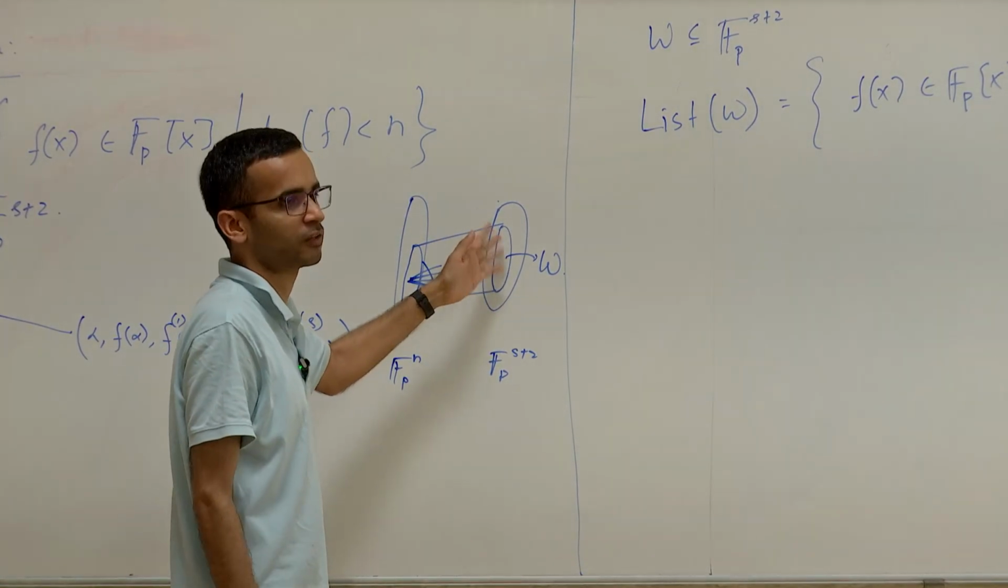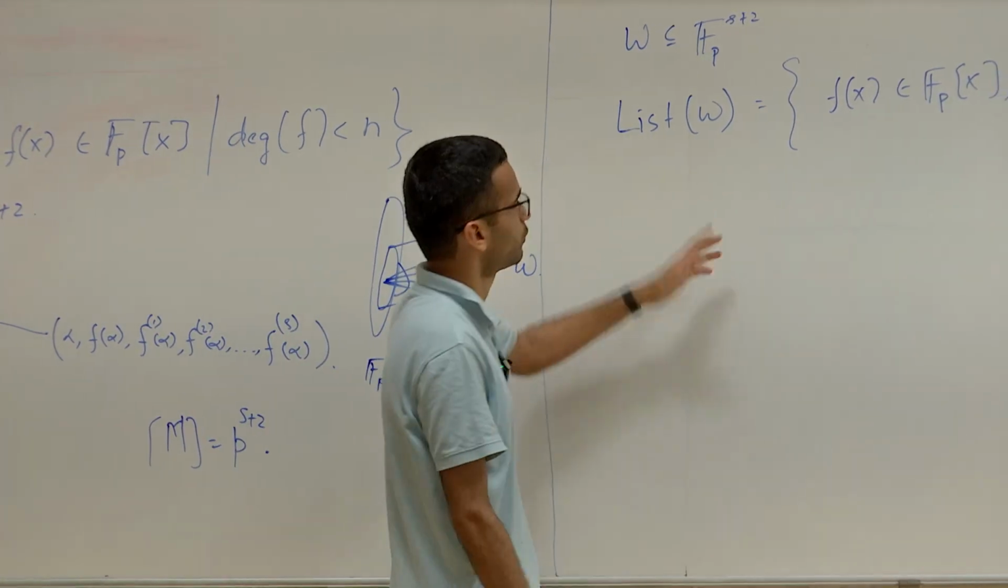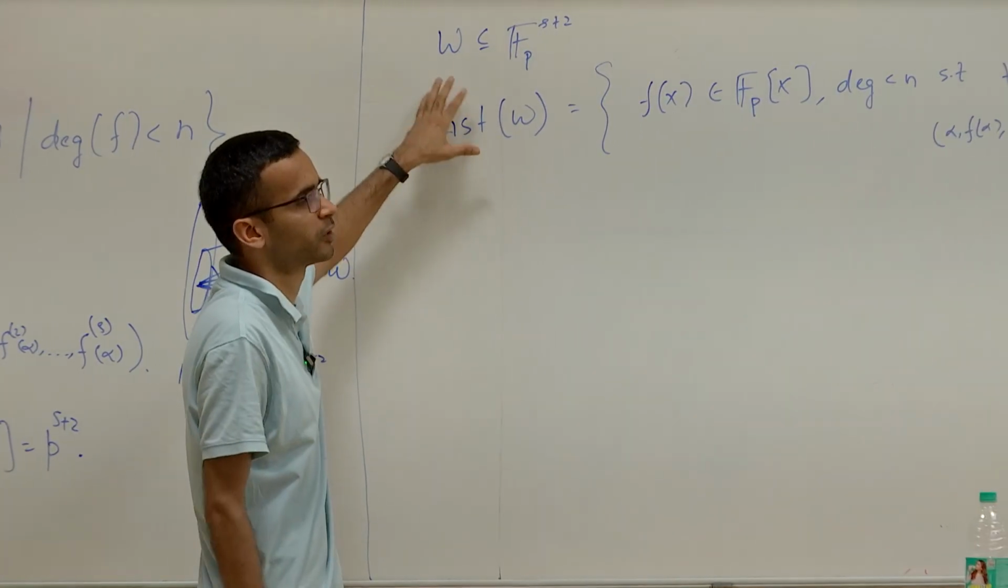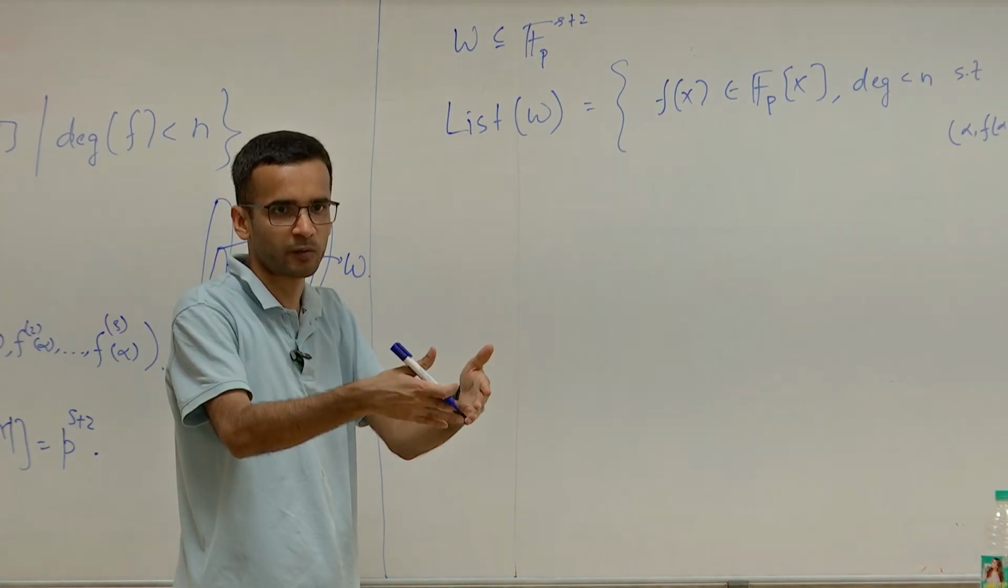W is a set of points on the right. Yeah, it's some arbitrary set. We will put conditions on it, but right now for this definition we don't need anything. So W is some set on the right. List of W is the set of polynomials such that their entire neighborhood lives inside W.